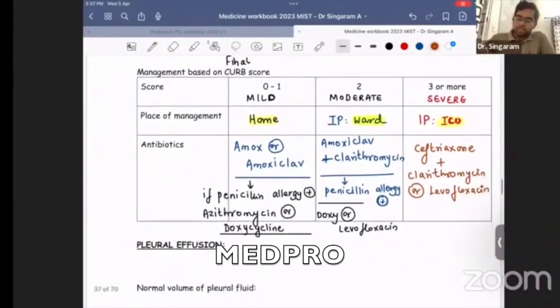I think the usual question asked in the exam is: the patient is coming as an outpatient, which drug will you use? That is the usual question which is asked in your exams.